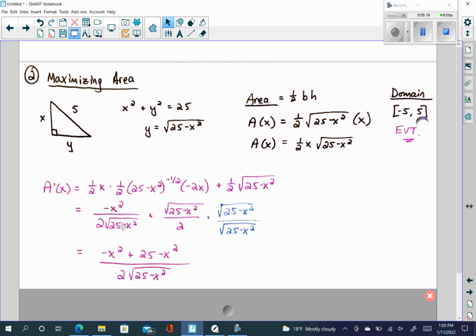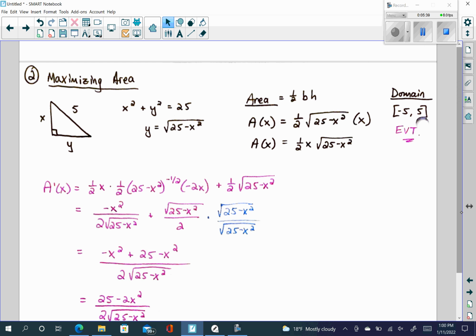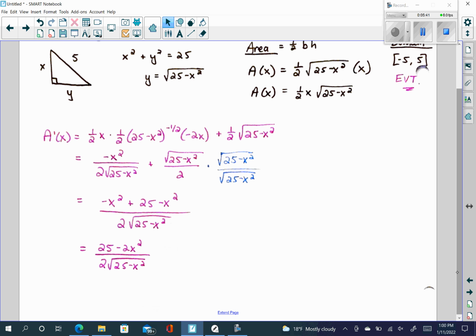And then we have this 2 times the square root of 25 minus x squared. Over here, we just have radical 25 minus x squared over 2. So to get common denominators, I just have to multiply the second fraction by radical 25 minus x squared, top and bottom. So now I'm just left with negative x squared. These two just turn into a 25 minus x squared all over the LCD. Combining our like terms, this is what we get.